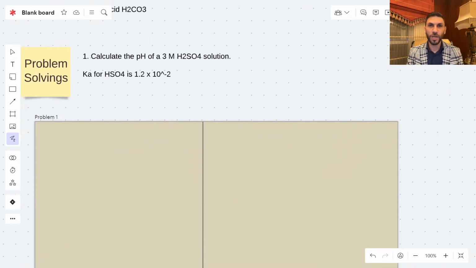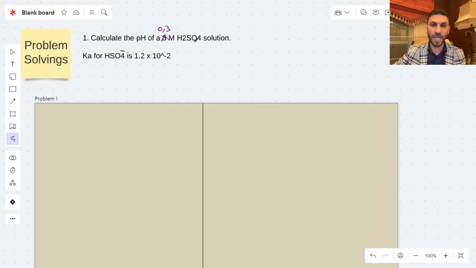Let's check now example problems about those polyprotic acids and how we solve for the pH and for the concentrations. Calculate the pH of 3 molar. Actually, this one was wrong. It should be 0.3 molar H2SO4 solution. And the Ka for HSO4- is 1.2 times 10 to the power of negative 2.